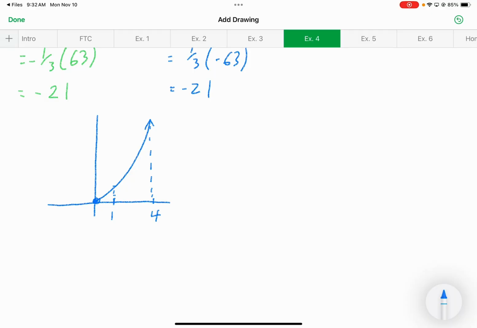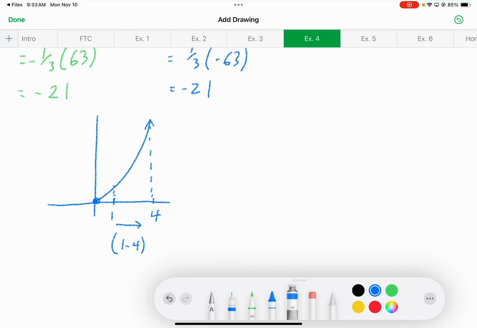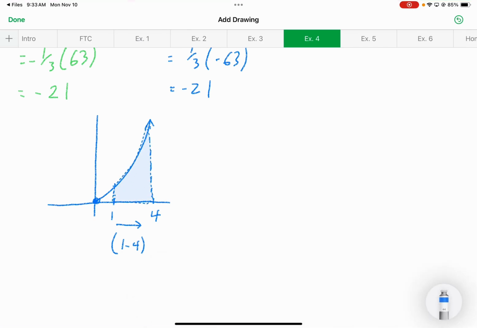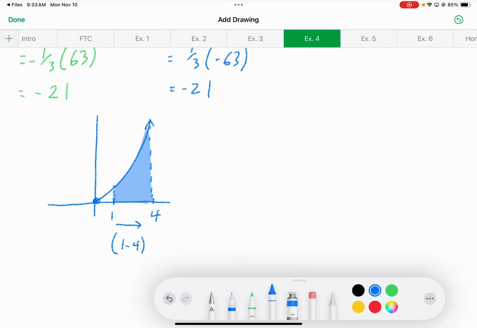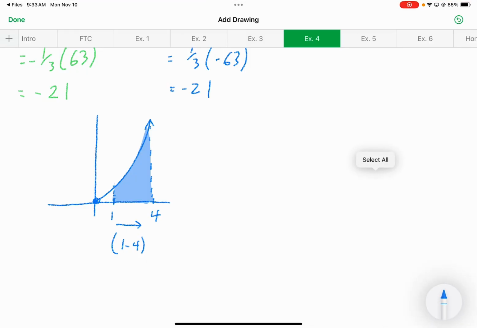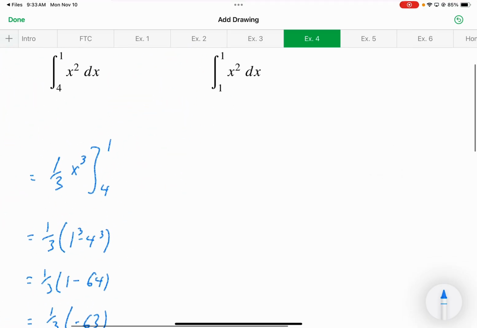Because when I do my evaluation of my integral, instead of doing my top limit being 4 minus my bottom limit, so 4 minus 1 would give me a positive value, I'm actually doing a base of 1 minus 4, so I'm subtracting, which gives us a negative base. Now, you still have this area, but since our base was thought about from a negative perspective, I get a negative value for that. Okay? All right, cool.